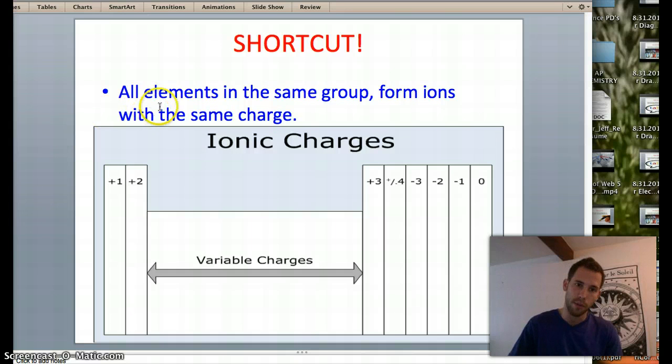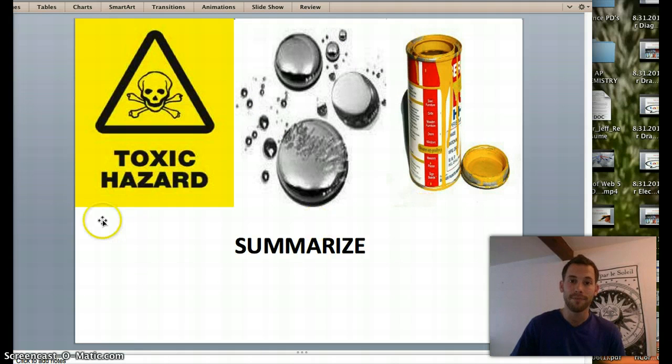Now, a good shortcut to remember is that all elements in the same group, be that group 1A, 2A, 3A, 4A, 5A, 6A, 7A, 8A, all form ions with the same charge because they gain or lose the same number of electrons. So this is a great little shortcut chart to keep track of. Go ahead and summarize that for me in 3 to 4 sentences, remembering to include the octet rule, what ions are, the 2 different kinds of ions, and why things do the things they do.